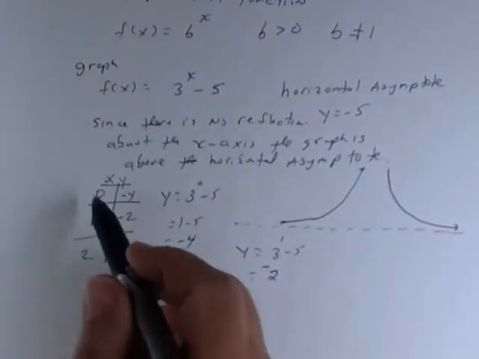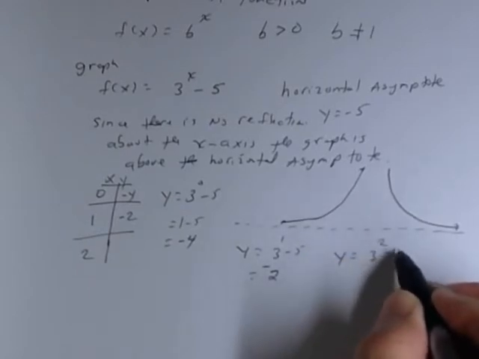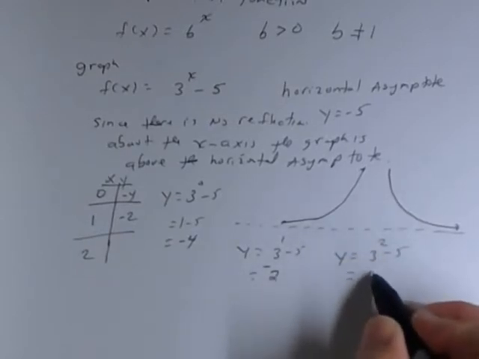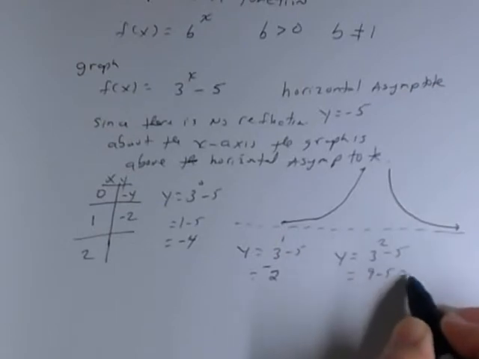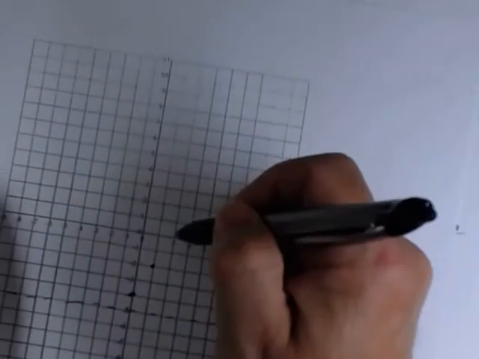Okay. If x is 2, just go in increments of 1. It doesn't matter. 0, 1, 2. If x is 2, I get y equals 3 squared minus 5. What's 3 squared minus 5? That's 9 minus 5, which is 4. So I get the point (2, 4). And so notice, all you do is this. Watch how simple this is.